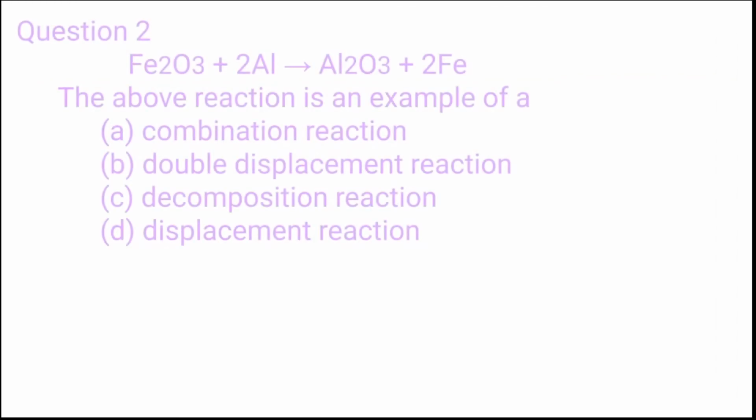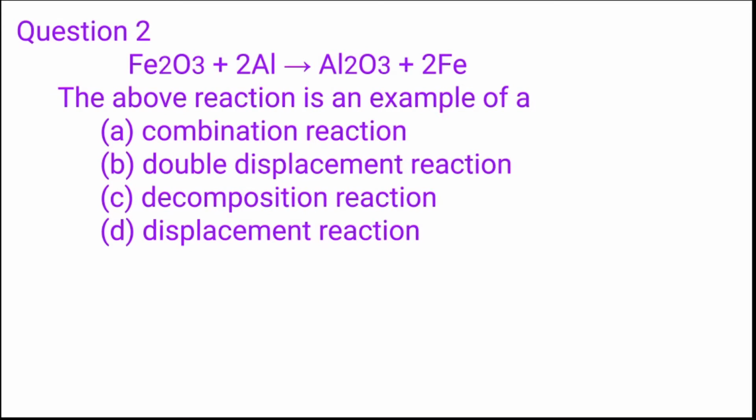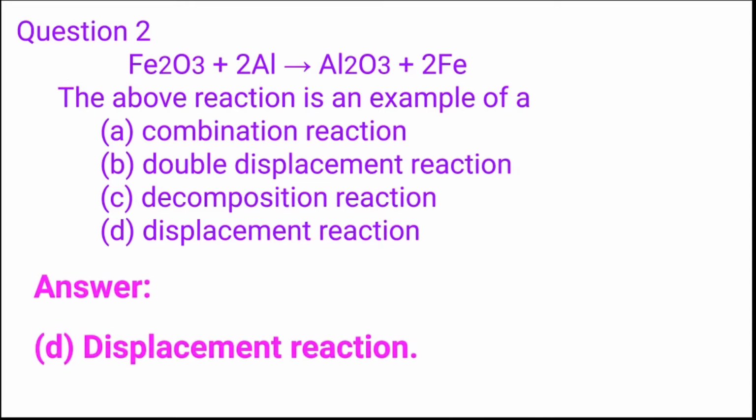Second question. Fe2O3 plus 2Al gives Al2O3 plus 2Fe. The above reaction is an example of a combination reaction, double displacement reaction, decomposition reaction, or displacement reaction. Answer is, this is a displacement reaction because aluminum is more reactive than iron. So aluminum will replace iron from Fe2O3 and will form Al2O3.